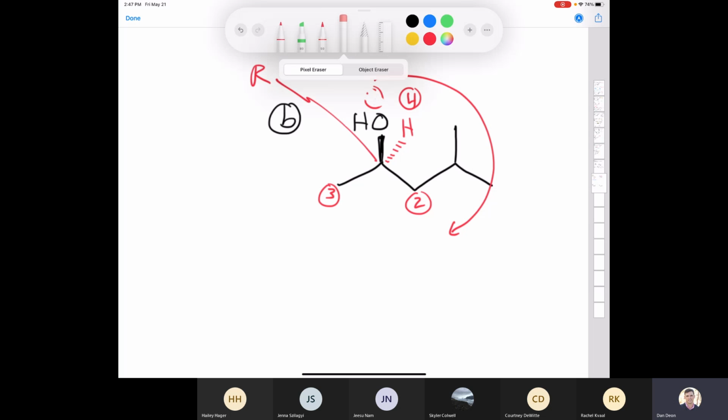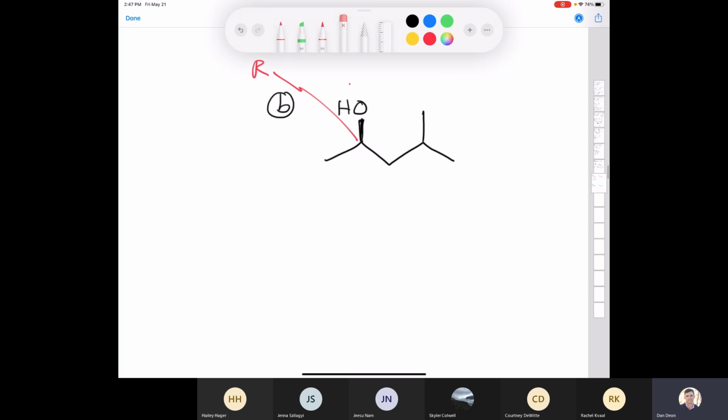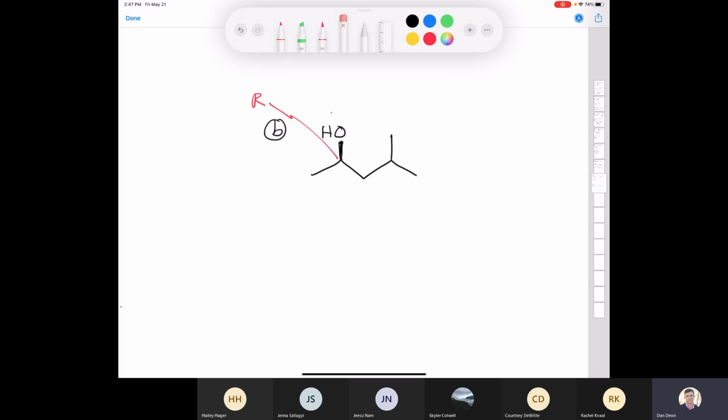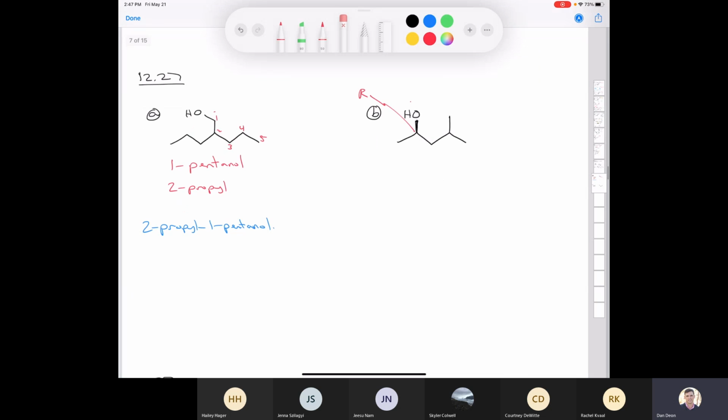So now we can erase all this. Okay, we can get rid of all that and get on with naming the molecule. So we have an R stereocenter. Again, we find the longest carbon chain that contains the hydroxyl group, and we want to give that hydroxyl group the lowest possible number. So we'd go 1, 2, 3, 4, 5, or you can go 1, 2, 3, 4, 5. Either way, you end up with the same answer.